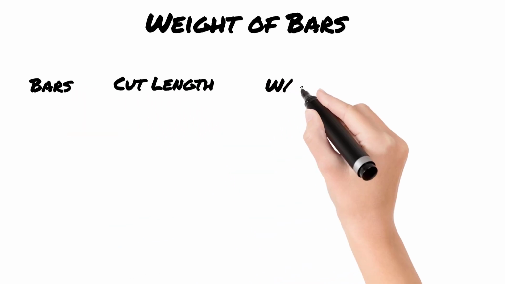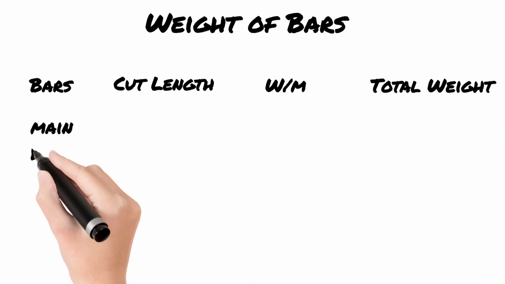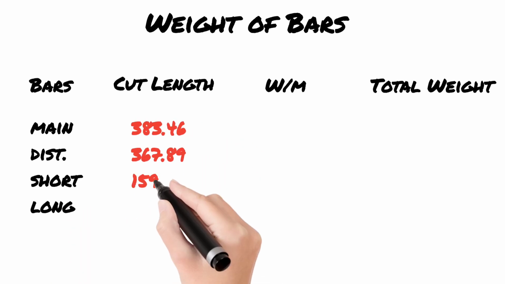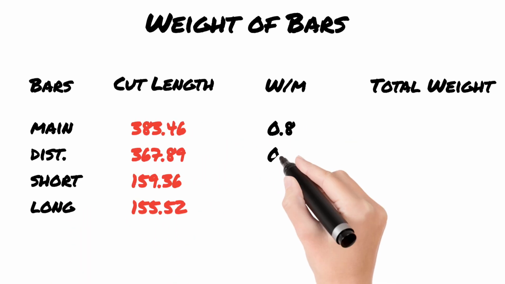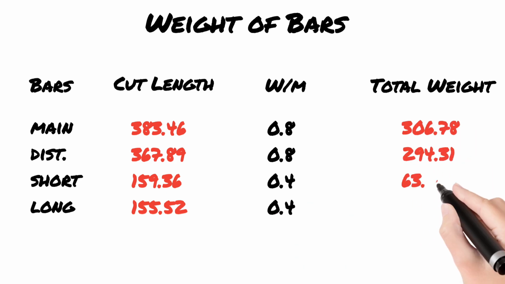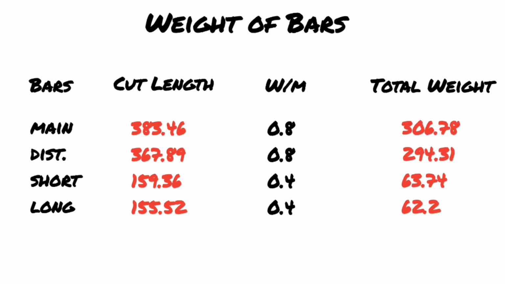Now it's time to find the weight of the bars. The simple method is to multiply the total cut length of main bar of 12 millimeter bars with 0.89, and 8 millimeter bars, that is extra bars, with 0.4, and you will have the total weight.